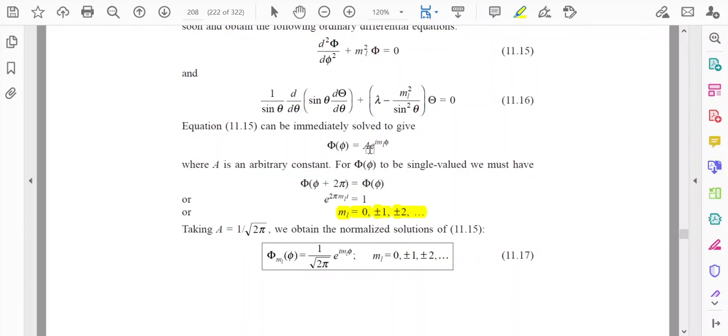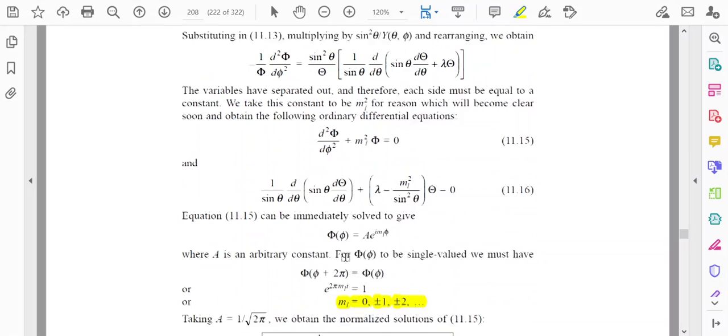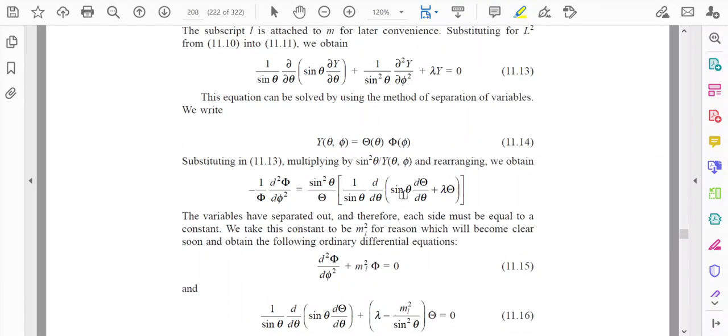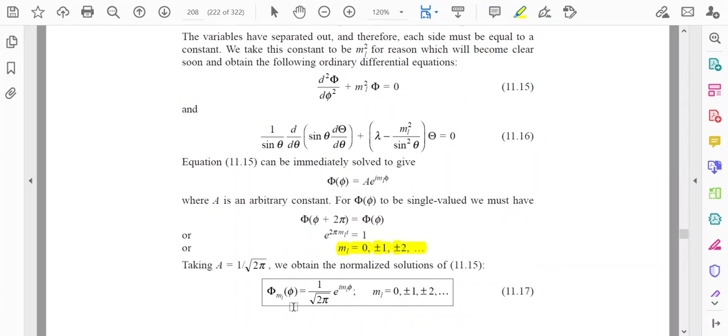And if you take the constant A as 1 by root 2 pi, then the capital phi equation can be written as 1 by root 2 pi e to the power i ml phi, where ml is 0, plus minus 1, plus minus 2 etc. So what we have done up to here, you see that we have started from this equation, that is this eigen function is the multiplication of theta and phi, and up to this step we have already evaluated the expression of phi. This is the expression of the phi.